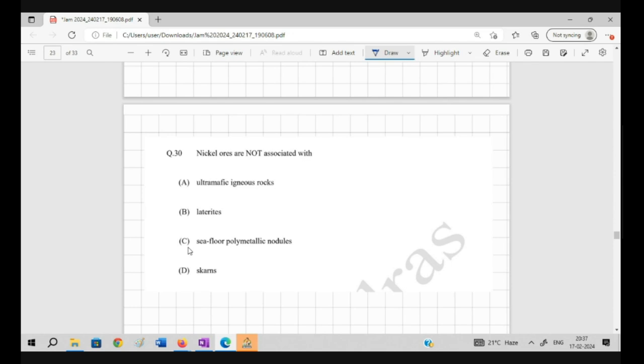It will be option C, because along the ultramafic igneous rocks, nickel will be found, because it is formed by liquid immiscibility and is associated with the ultramafic igneous rocks. Also along the laterites, you can find nickel, because sometimes due to residual concentration the nickel ore is accumulated, and as you know, laterite is formed due to residual concentration. And also along the skarns, due to contact metamorphism, nickel ore is formed. But along the seafloor polymetallic nodules, nickel cannot be found. So it will be option C.